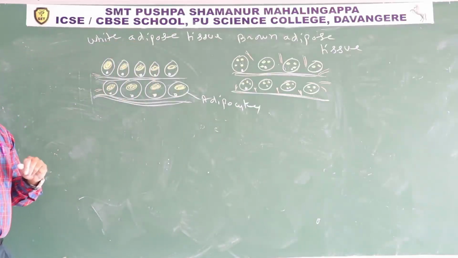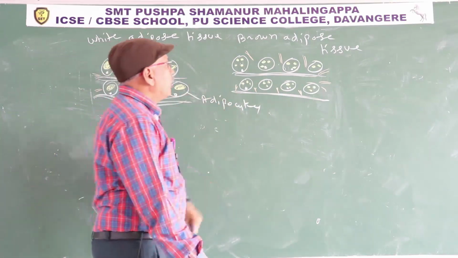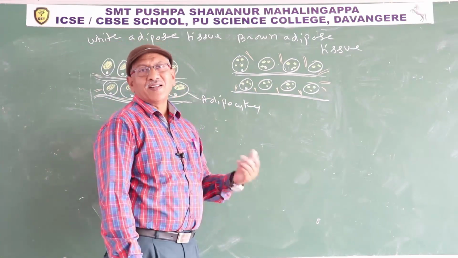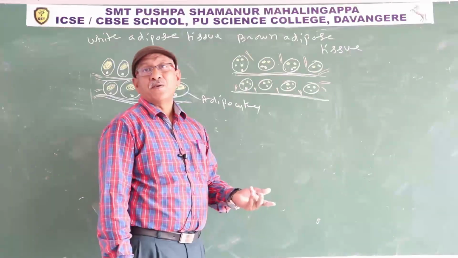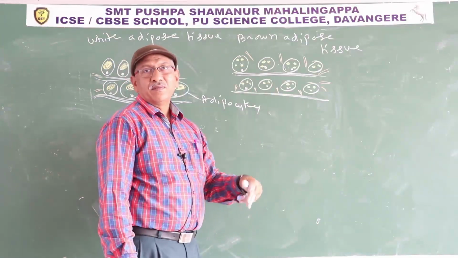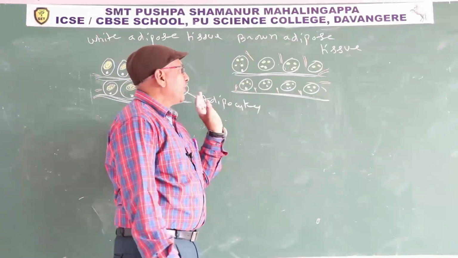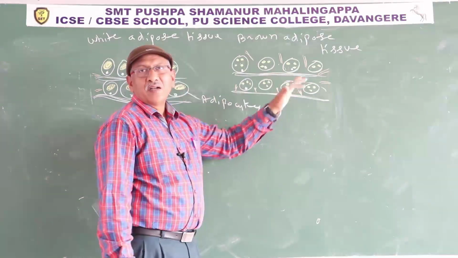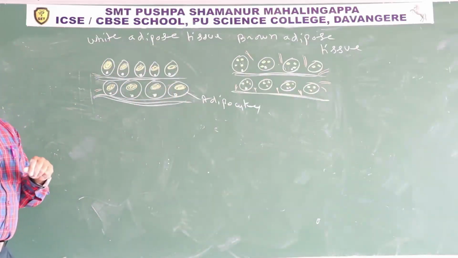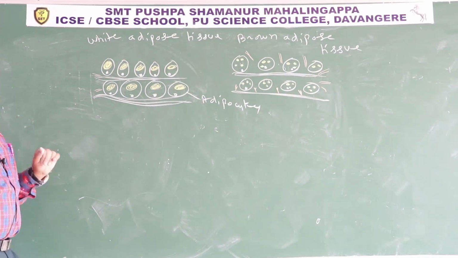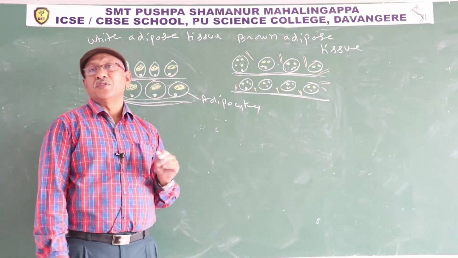White adipose tissue is a long-term energy reserve. Brown adipose tissue is present in fetus and infant. The brown adipose tissue is easily oxidized. As a result, energy is released. By utilizing this heat energy, the fetus and infant maintain constant body temperature. White adipose tissue, long-term energy reserve. So, for examination, you may write about adipose tissue.